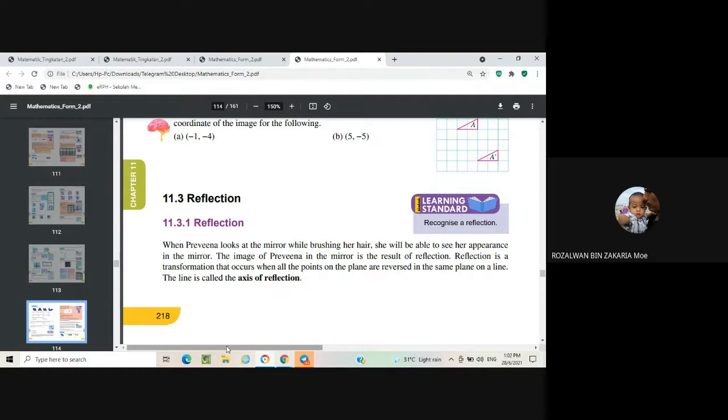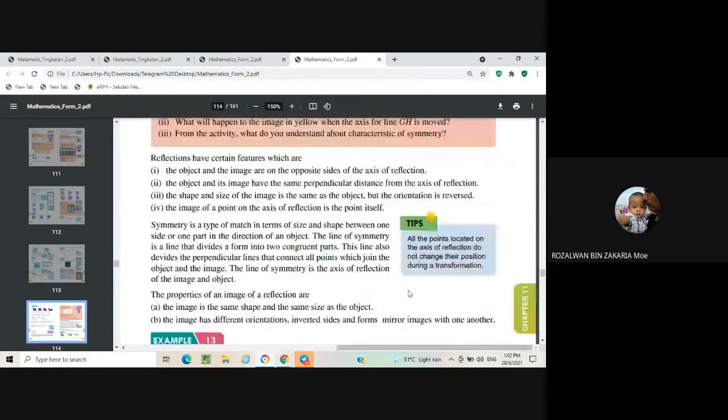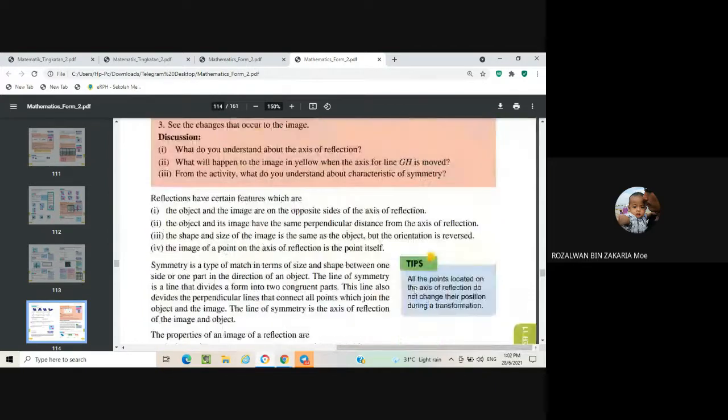Okay, so I think most of you understand about the reflection, because if we look in the mirror, we can see ourselves. Actually, what we see in the mirror is the image of ourselves. So that image is there because of the reflection. Okay, all right. Now we look at this one. What you have to know about the reflection.